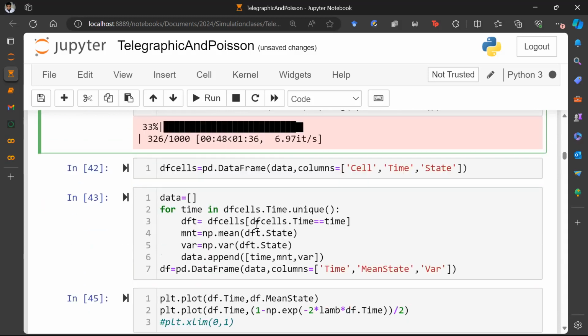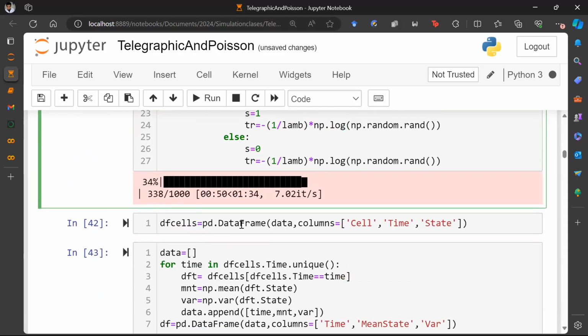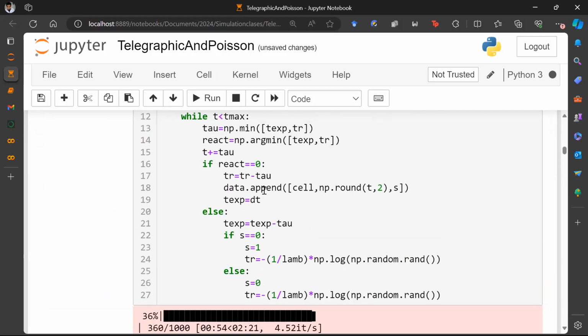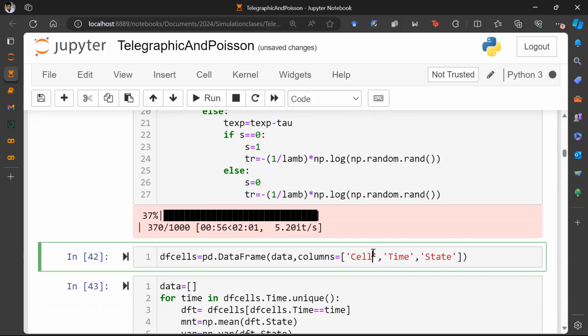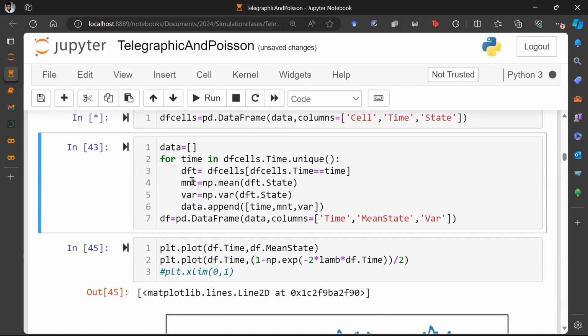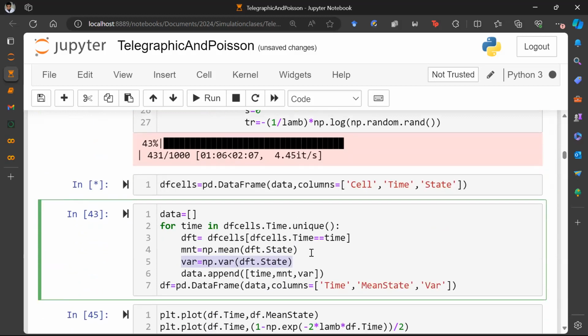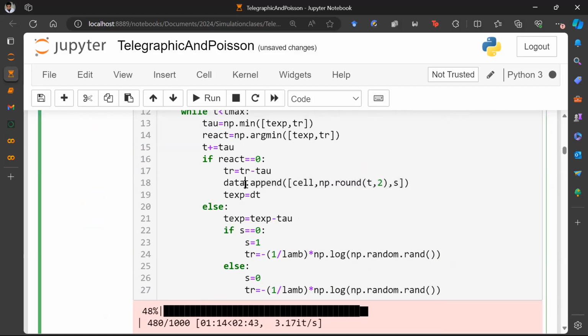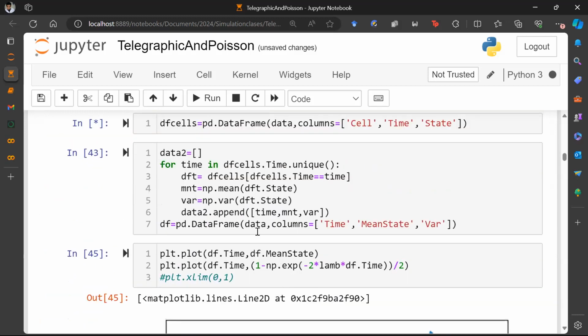What do I do? Let's wait. I'm going to save this in a data frame from this data, so I have cell, time, and state. I'm going to calculate the mean and the variance and save it in a new data frame. Let's call it data 2 because data already has the same name as this.